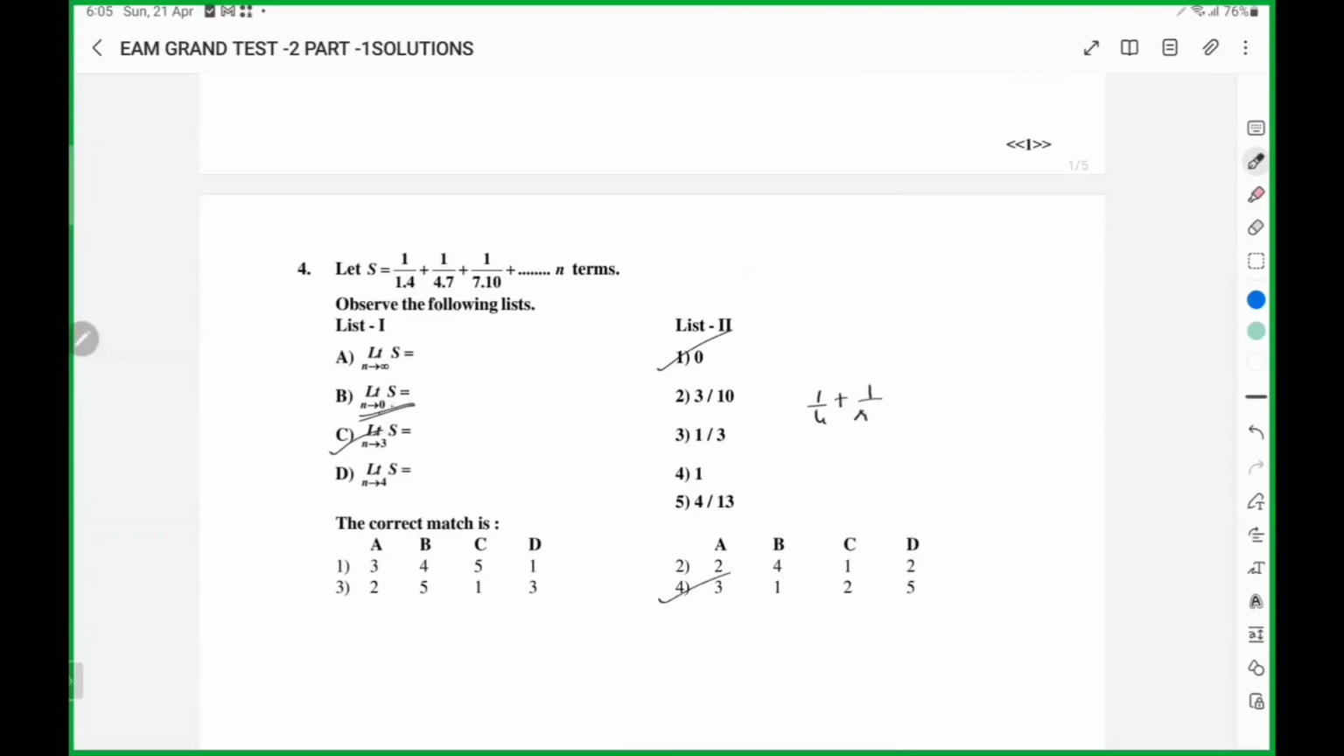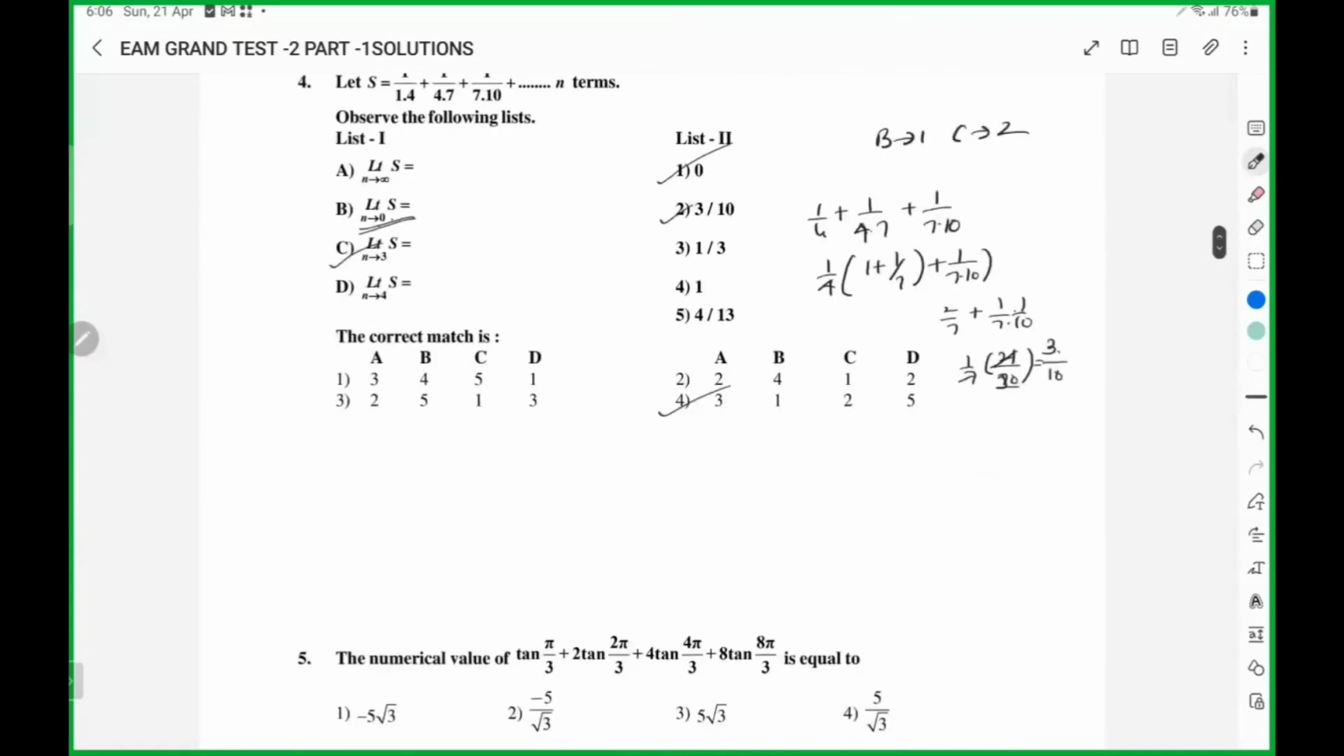then we have 7 into 10, just a sum of 3 terms. So 2 by 7 plus 7 into 10, 21 by 17. Right? 21 by, that is 3 by 10. So B maps to 1, C maps to 2 is possible, fourth option. No need to do the remaining.